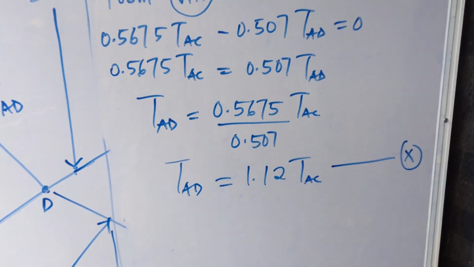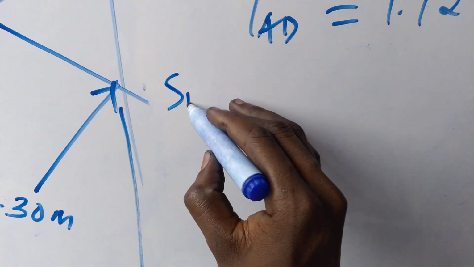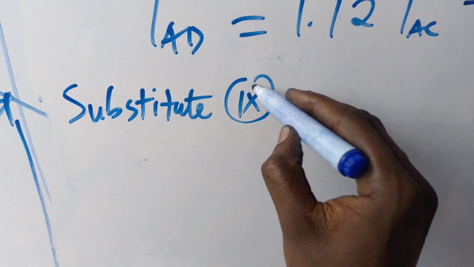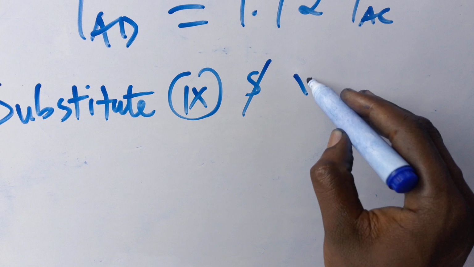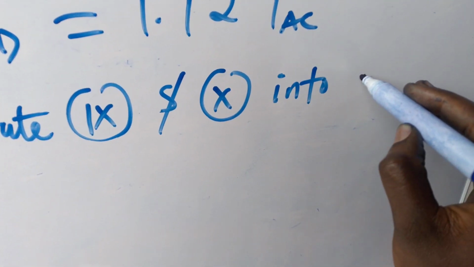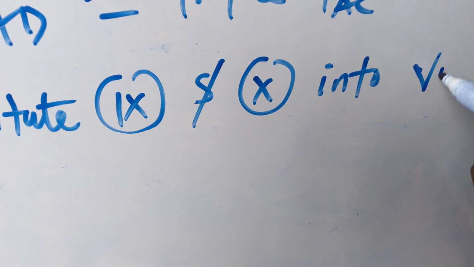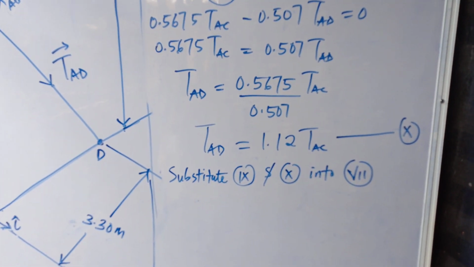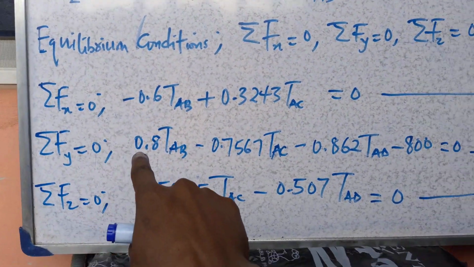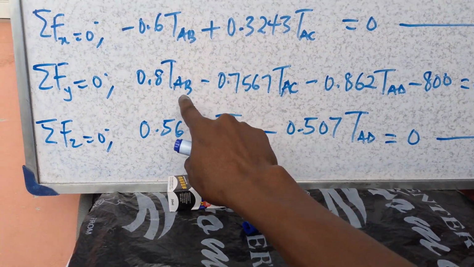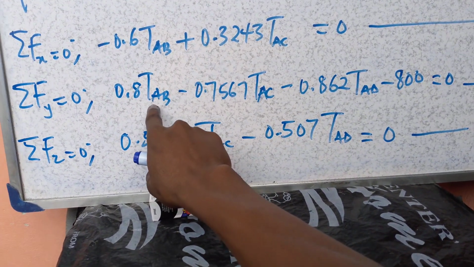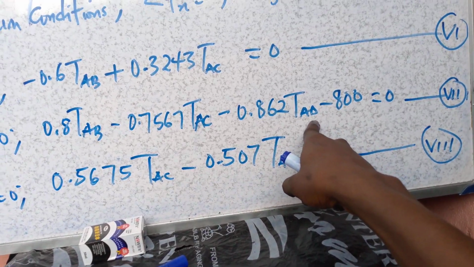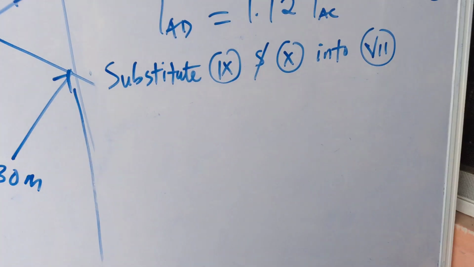Okay, so I will substitute equation 9 and equation 10 into equation 7. This is equation 7. So in place of TAB, I will substitute equation 9. And in place of TAD, I will substitute equation 10. And this is what I'll have.